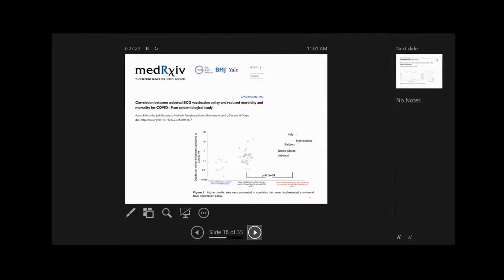You get the COVID death rate in one column, BCG given at birth or not, yes or no, in the second column. You run a correlation regression. You can throw a plot like this, right? Countries that give BCG seem to have a lower level of COVID deaths than countries like Italy, US, Belgium, Netherlands, which do not give BCG at birth.